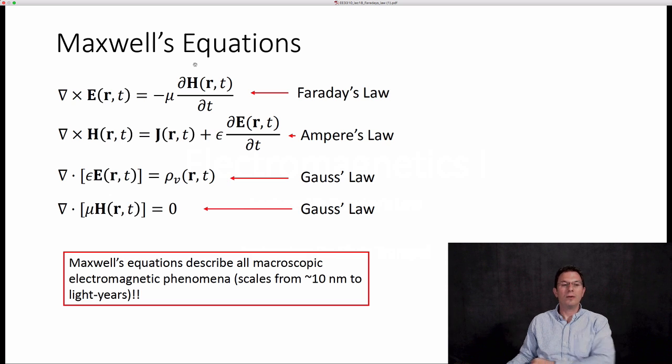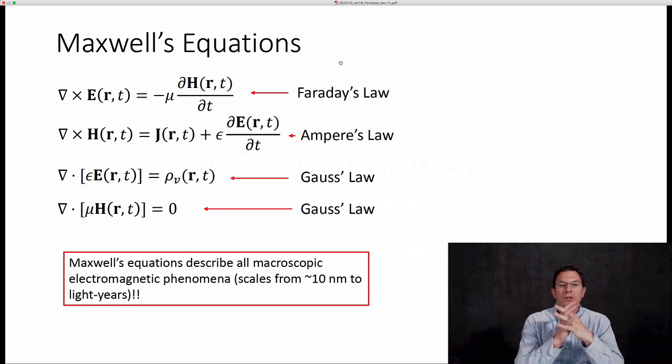So clearly here, in one sense, you can see that the electric and magnetic fields are related here by Faraday's law. Similarly, the electric and the magnetic fields are related here by Ampere's law. And we still have the two divergence equations, the two Gauss's laws.